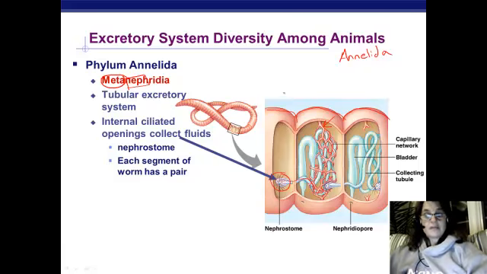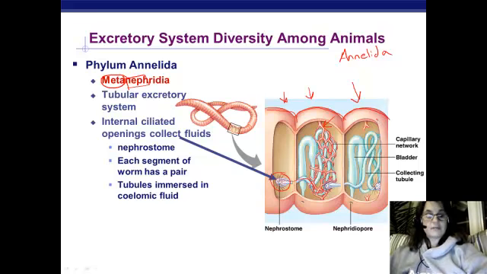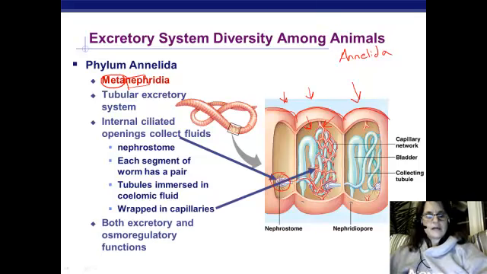Every single segment of a segmented worm has these excretory organs. So every single segment has these. It's just not one or two, it's every single segment. And they are immersed in the body fluid. Remember, this animal has a body cavity, and these are inside. These are well-developed organs hanging out in the body cavity of every segment. They are wrapped in capillaries, okay?